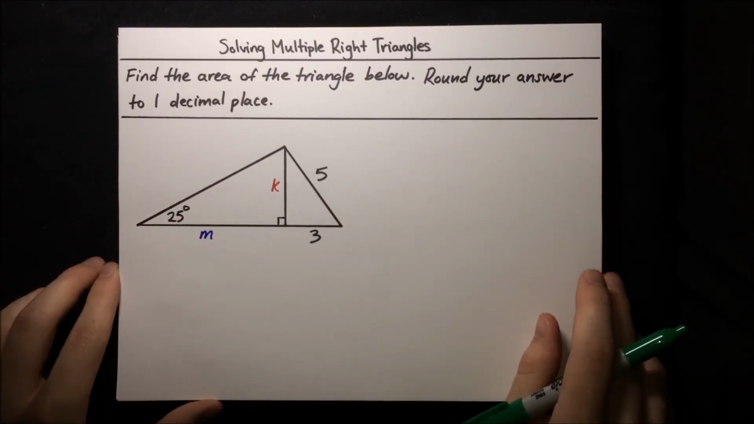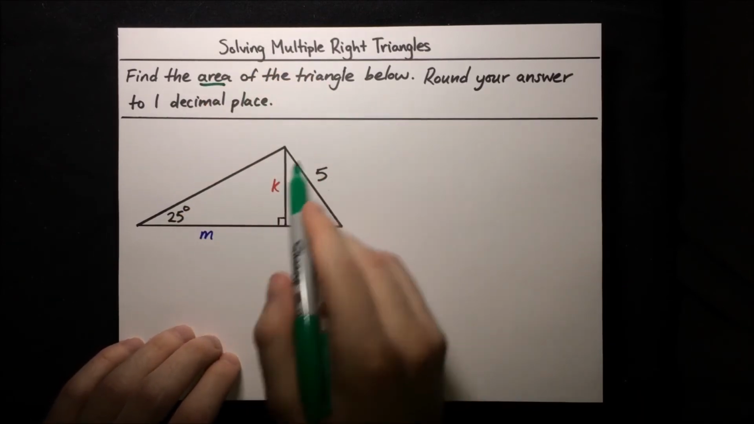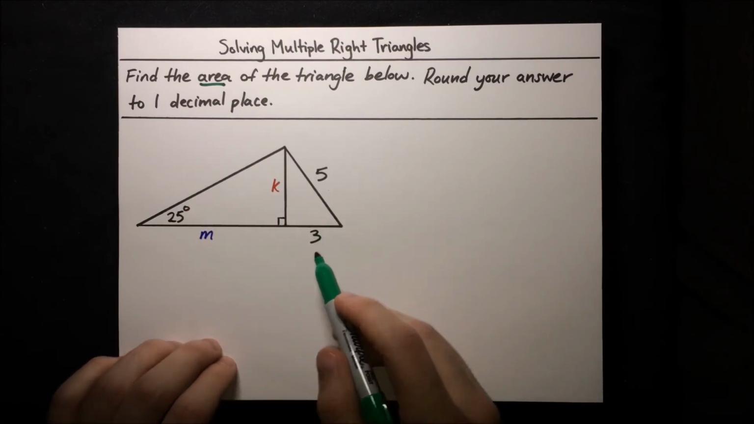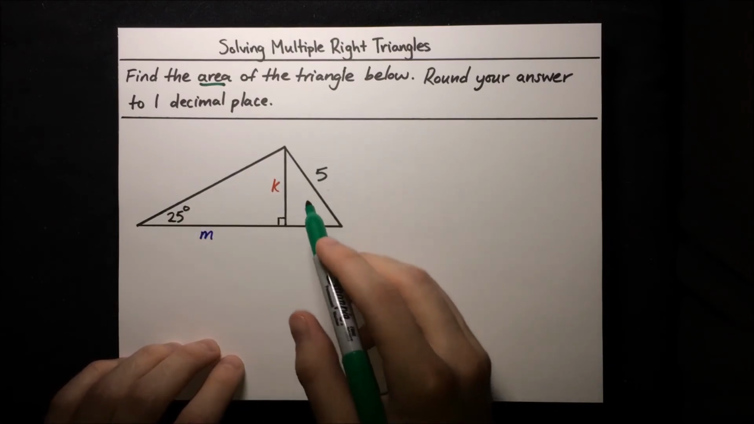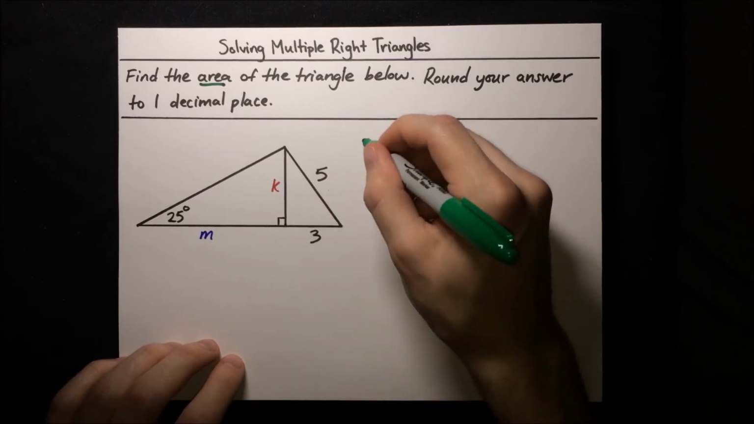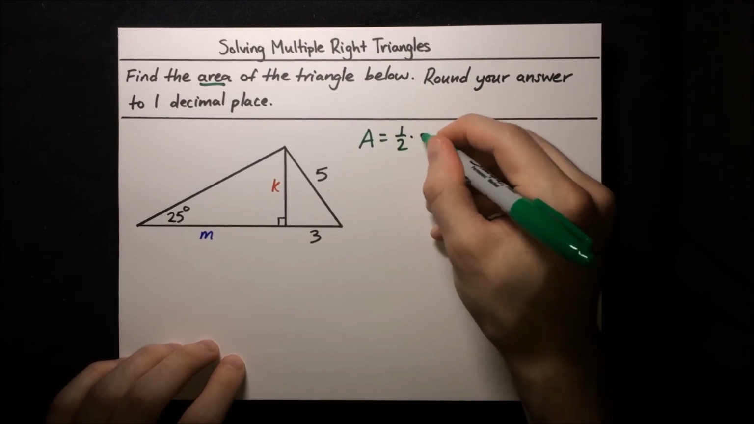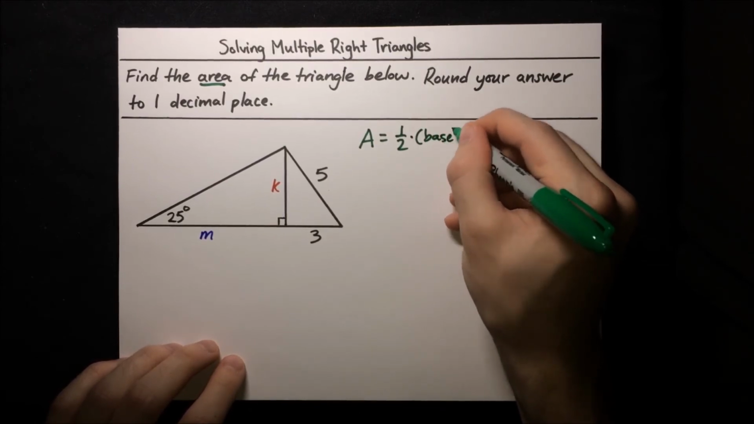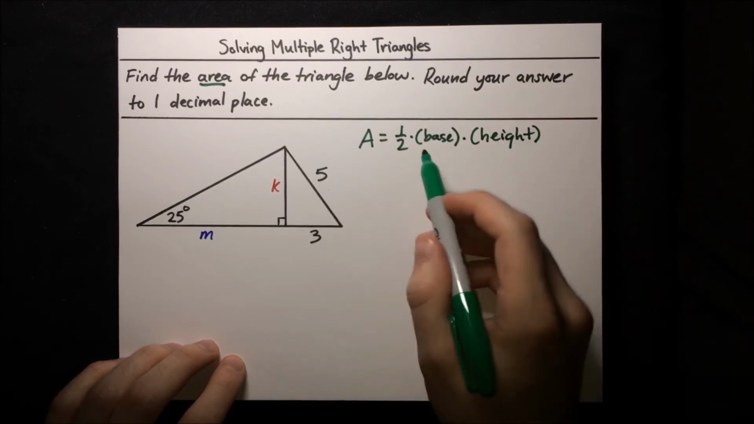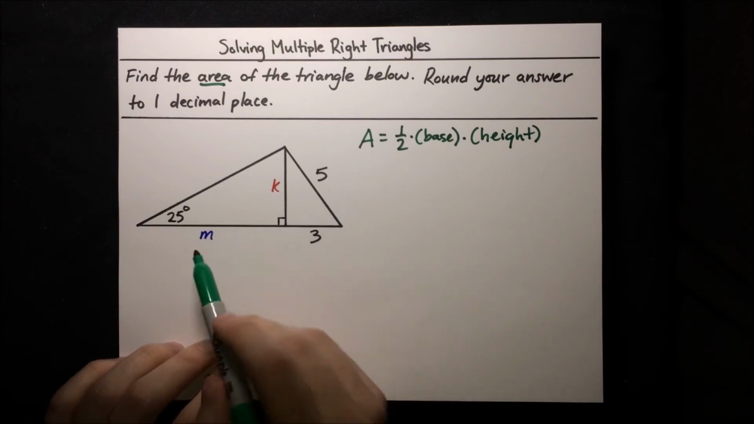Here's a final example. Now we want to find the area of this triangle below. And we want to round our answer to 1 decimal place again. We've got some information in our diagram here, but let's take a step back and just think about area. What's the formula for area of a triangle? Area of a triangle is just a half times base times height. Okay, so that seems simple enough. So what's the base of this triangle? Oh, wait, we don't know the base.